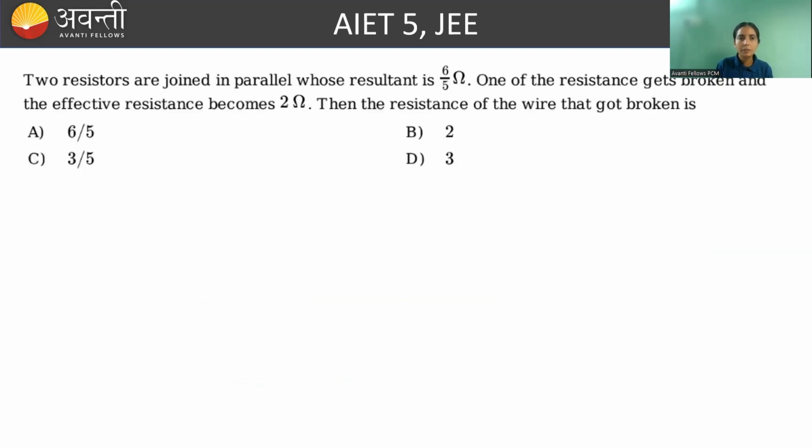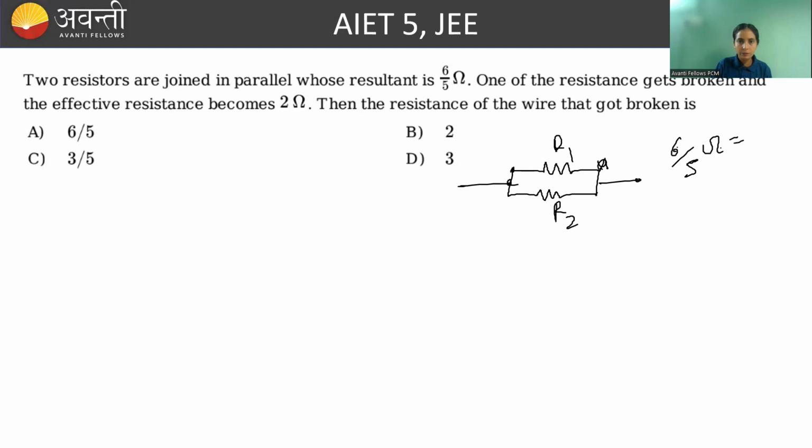Now, there are two resistors and they are joined in parallel whose resultant is 6 by 5 ohm. So there are two resistors and they are connected in what? They are combined in parallel. Let's call this R1, this R2. Okay? And their resultant is how much? 6 by 5 ohm. Done.